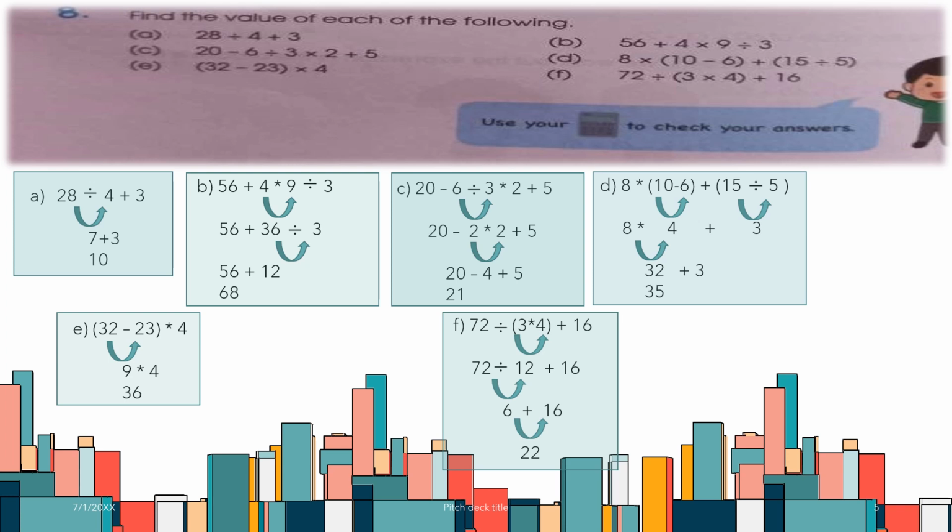For part F, we have 72 divided by bracket open 3 multiplied by 4 bracket close plus 16. 3 multiplied by 4 is 12, because they are in brackets, so we are going to solve them first. And then, according to our rule, we first divide 72 by 12, which results in 6, and then we add 6 to 16, and the resultant is 22.